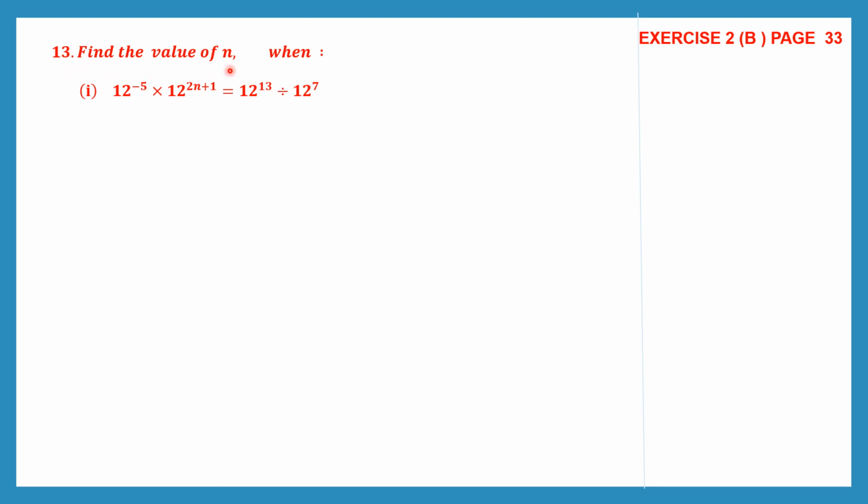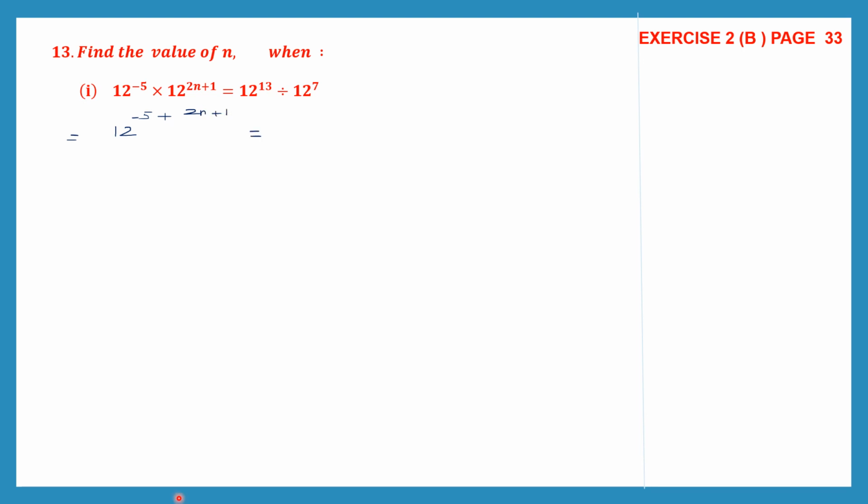Question 13, find the value of n. Okay, so based on this, we have to find the value of n here. So here we have 12 to the power of minus 5 into 12 to the power of 2n plus 1. So when base is the same and it is multiplication, you can add up the powers. So let's keep that in mind and start our working. So here it is going to be 12 raised to the power of minus 5 plus 2n plus 1. So that will be 2n plus 1 is equal to.